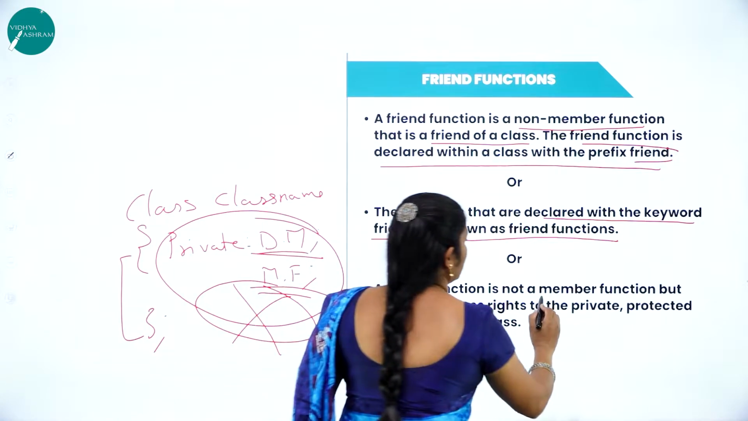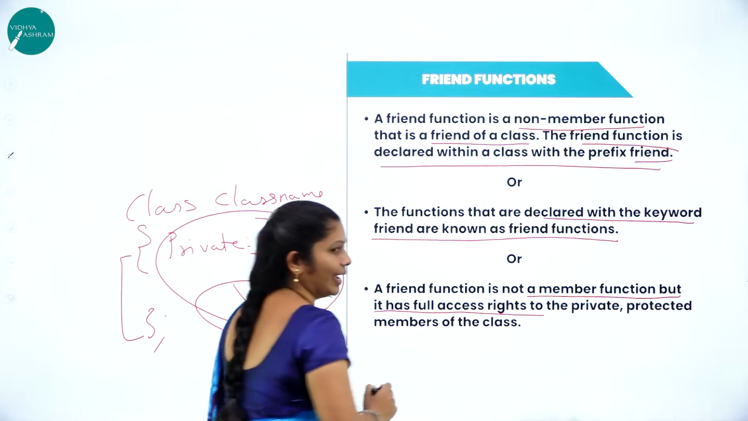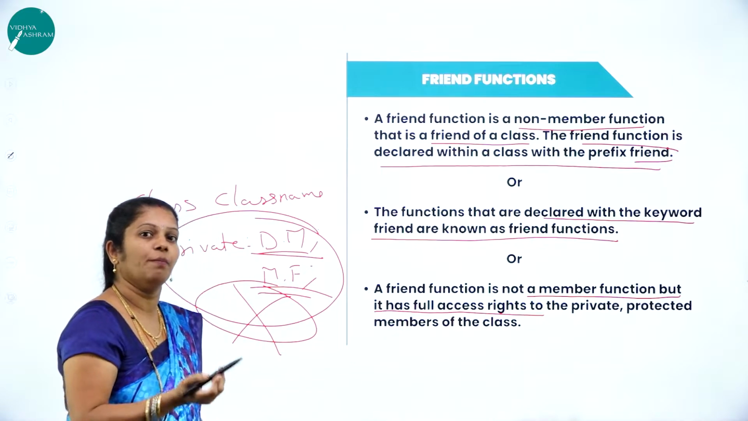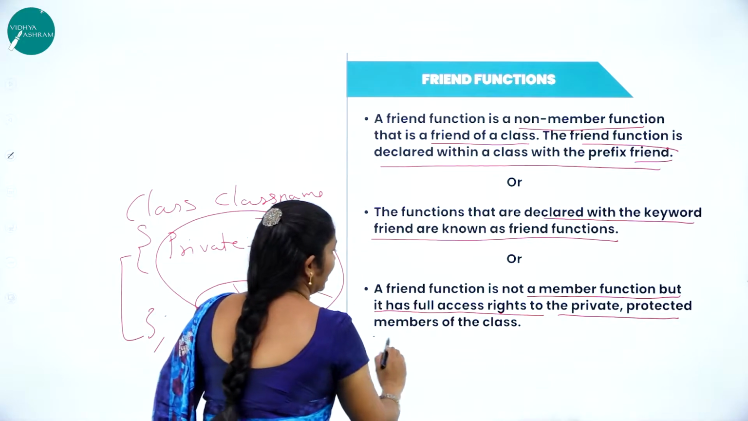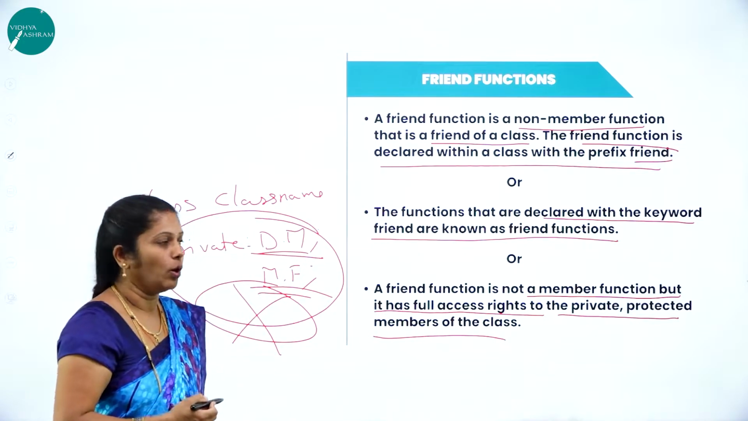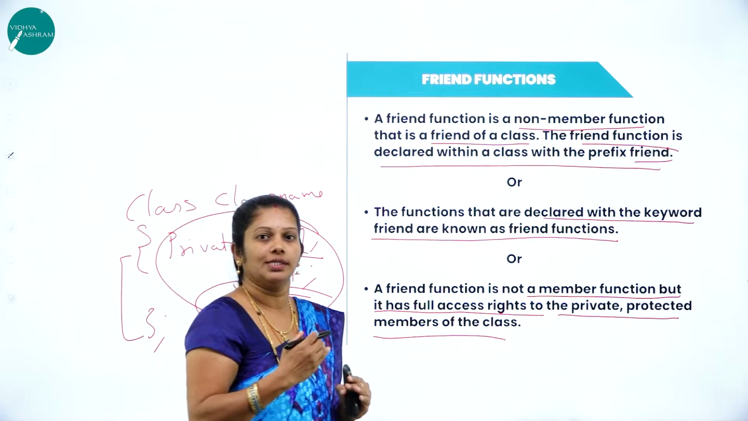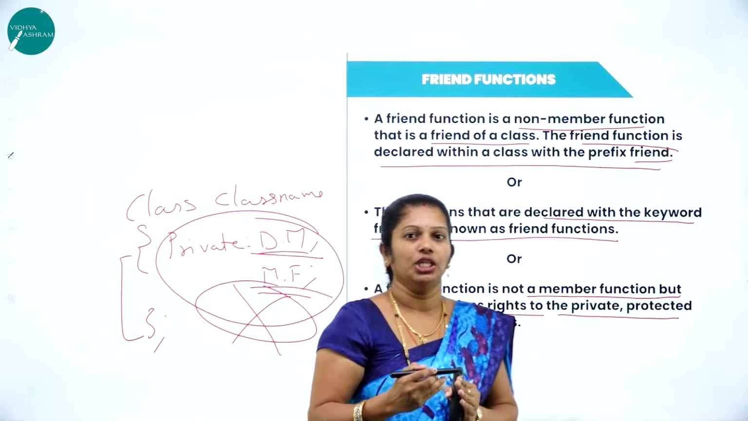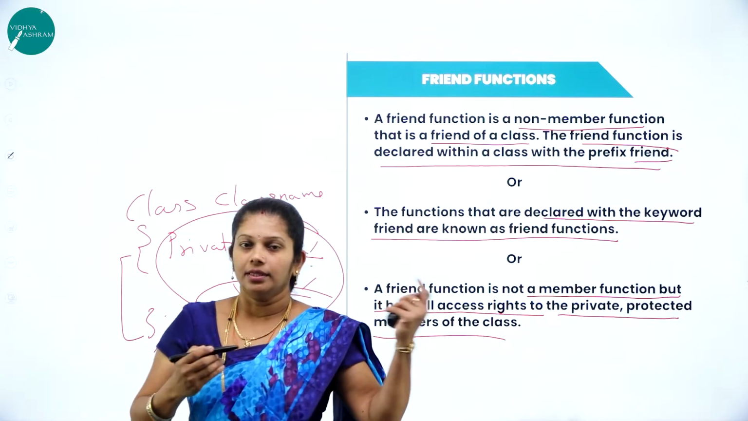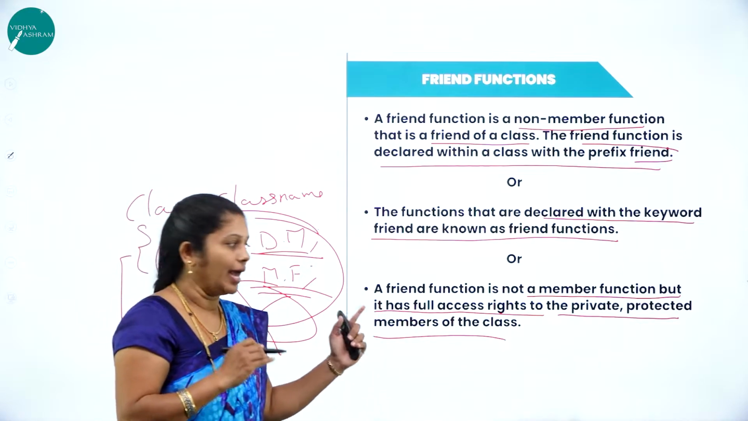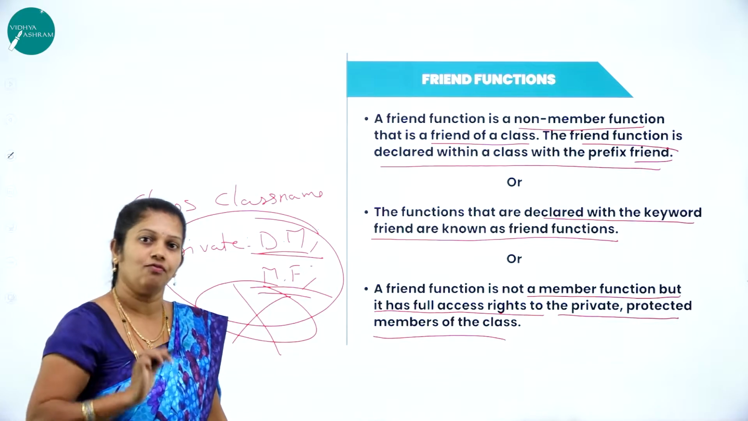A friend function is not a member function, but it has full access rights. It can access the private and protected members of the class. Usually, with access specifiers, if I declare something as private, then the data as well as functions can be accessed only by member functions. But here, this friend function can also access the private as well as protected items in the class, but it is just a friend of the class.